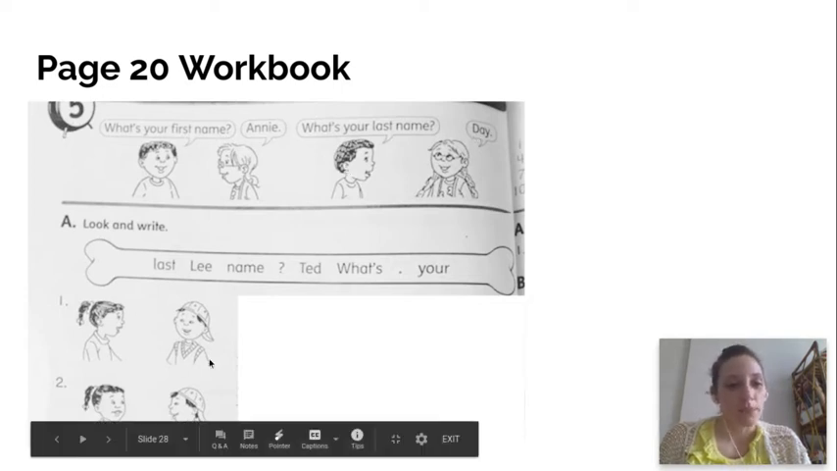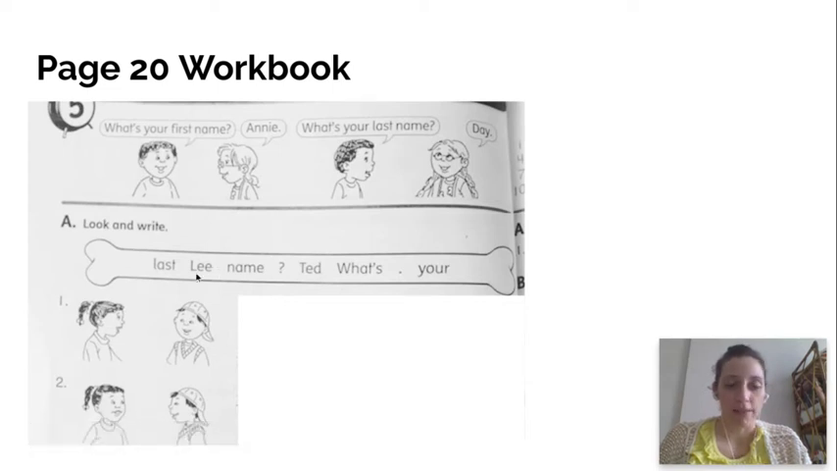So now look at this picture of the boy and the girl below. It says look and write. So we have the words last, Lee, name, a question mark, Ted, what's, period, and your. So how would you ask the question if you want to know someone's name? You need to write down your answer in your book. Let's check it together.